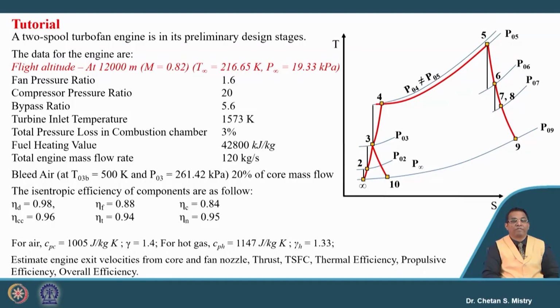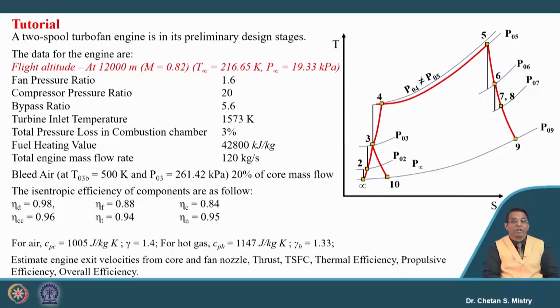The conditions are: flight altitude is 12,000 meter, flying Mach number is 0.82, free stream temperature and pressure are 216.65 Kelvin and 19.33 kilopascal. Here the fan pressure ratio is 1.6, compressor ratio is 20, bypass ratio is 5.6, and turbine entry temperature is 1.73 Kelvin. Total pressure loss in the combustion chamber is 3%. Calorific value of the fuel is 42,800 kilojoule per kg.